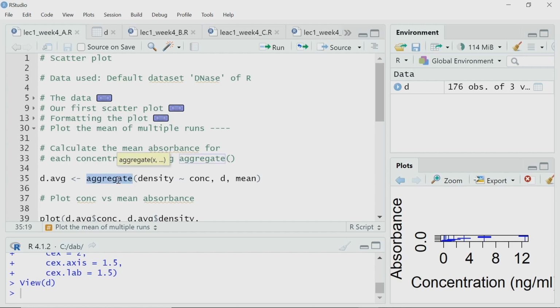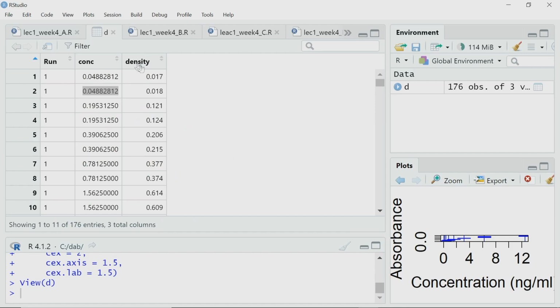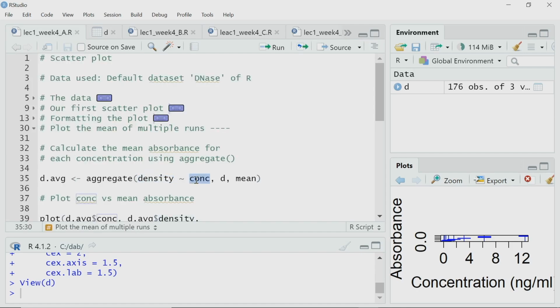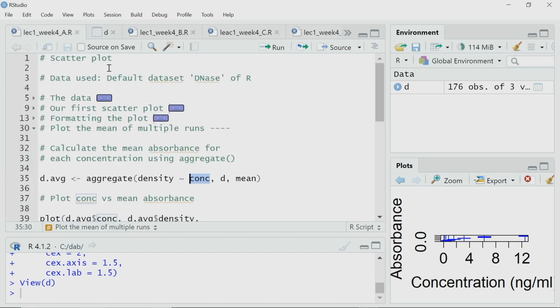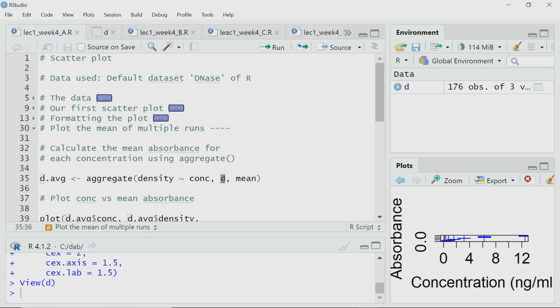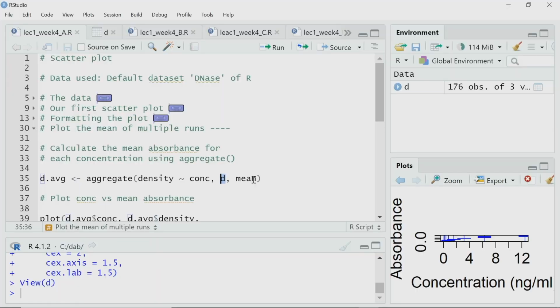I want R to aggregate the data based on what? I want to aggregate the density data, that second column density data, based on the value of the concentration CONC, which is the second variable, the name of the second column. So, I want to aggregate the density data with respect to the concentration data from where? From the D variable which has all the data, and while aggregating you will calculate the mean. That is why mean is written as the last argument.